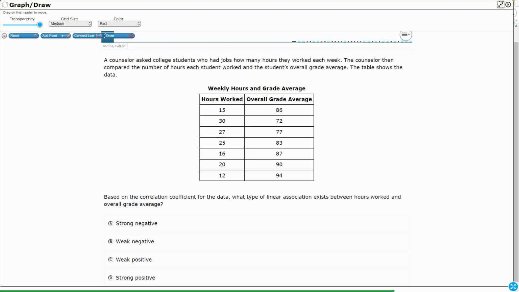All right, so we have this story problem here about a counselor asking college students how many hours they work and their overall grade average. The question is, is there a relationship between these two? Are these just completely random, or does having more hours worked increase your grade average, or do more hours worked decrease your overall grade average? That's the question.